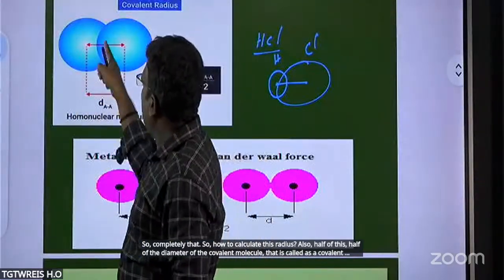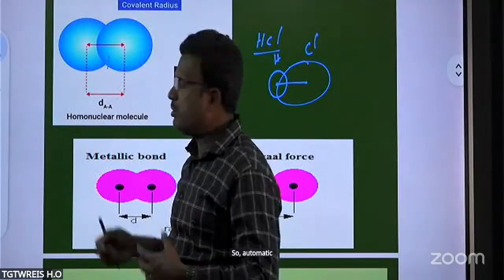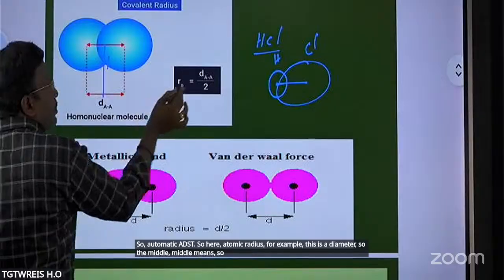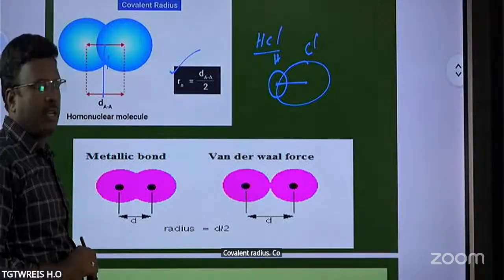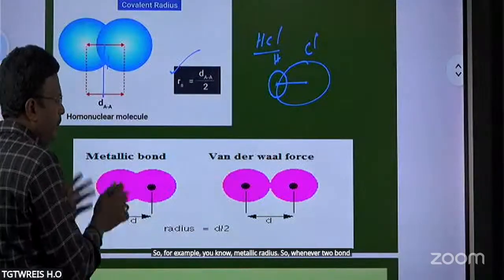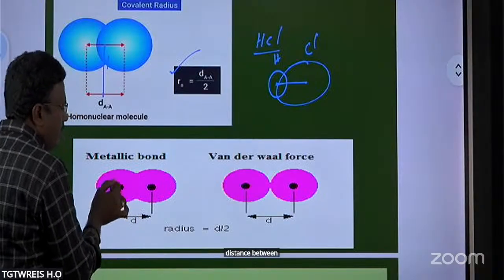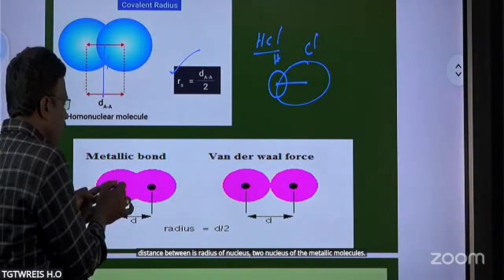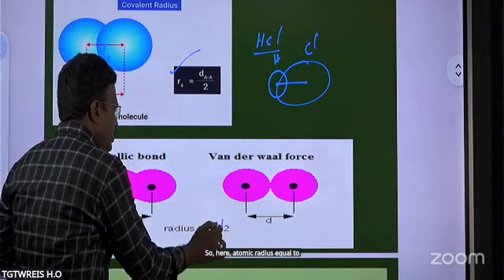Half of the diameter is called the atomic radius. For example, if this is the diameter d, the middle means half of it, so d by 2 is the covalent radius. Now the metallic radius: in a metallic bond, half of the distance between the nuclei of two metal atoms is the atomic radius, d by 2.